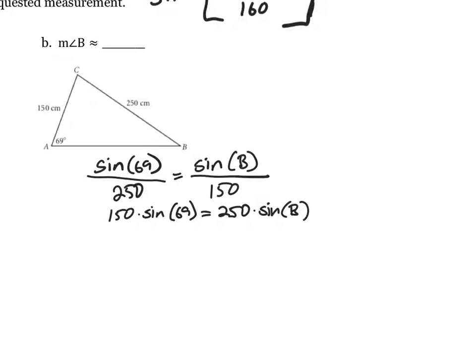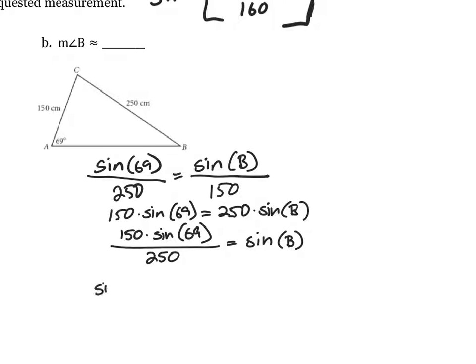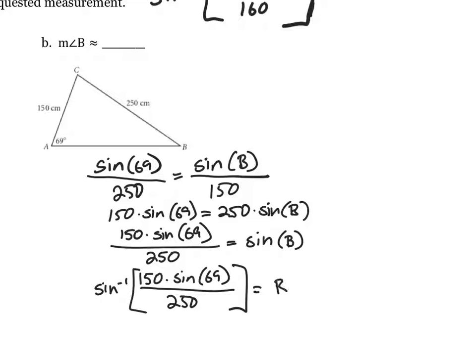Okay, go ahead and cross multiply. We have 150 times the sine of 69 and 250 times the sine of b. The next step would be to divide by 250. And then how are we going to get that b by itself? Well, remember, that's just inverse. So the inverse of sine, and we're just going to put all of this inside of there. And that will give us b.